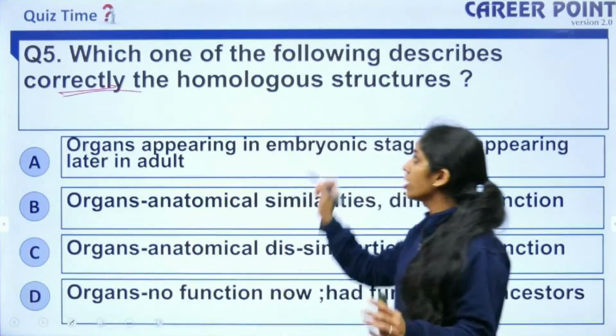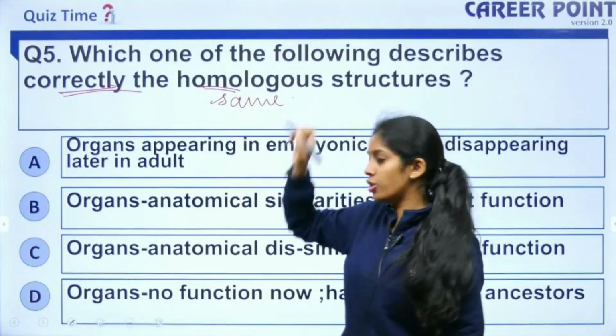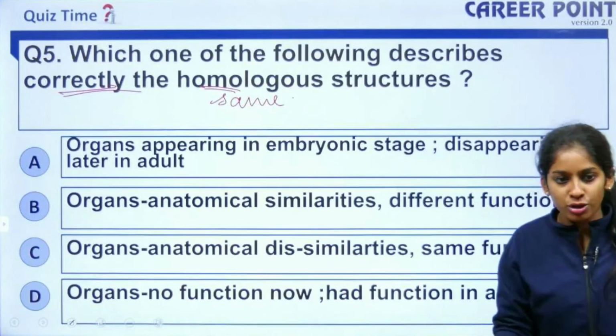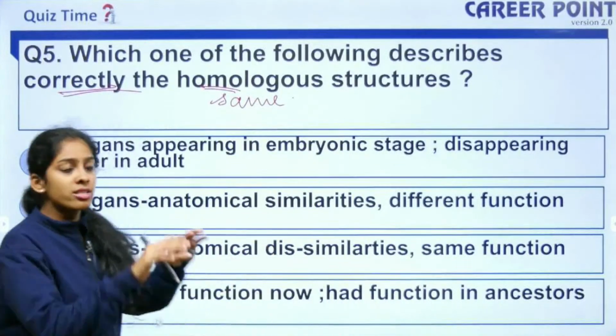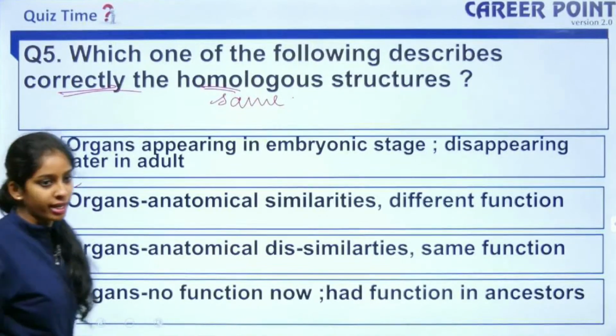Come on, homologous means same. Homologous organs means same structure. So which explains that correctly? Yes, you are absolutely right. So it is option B. Organs are anatomically similar. Structure wise they have similarity but function wise they are different.